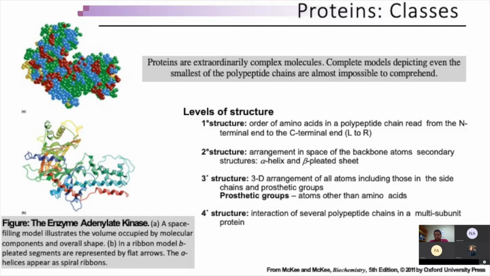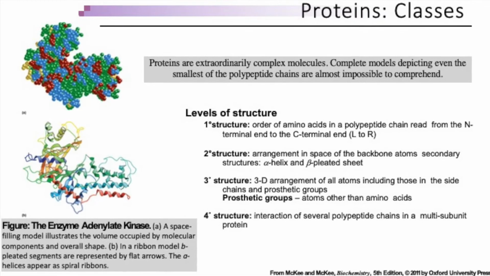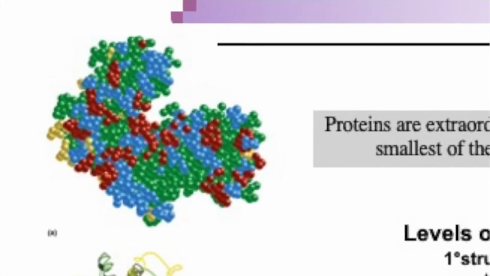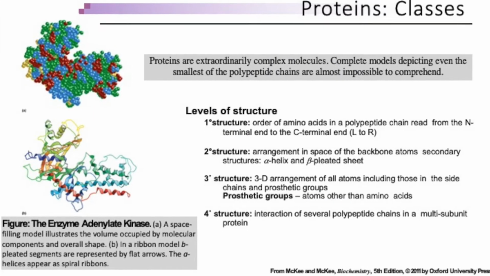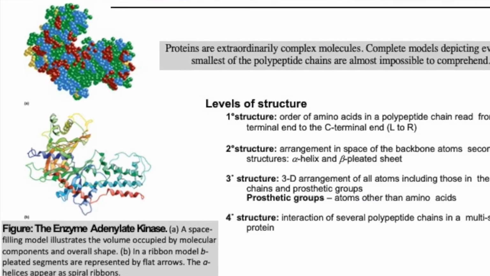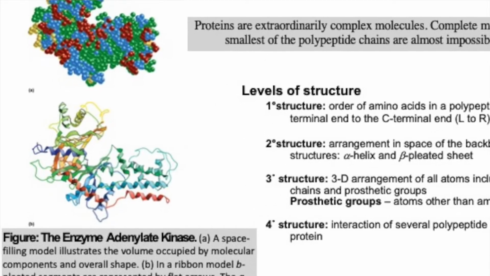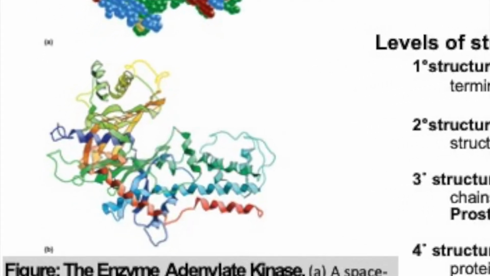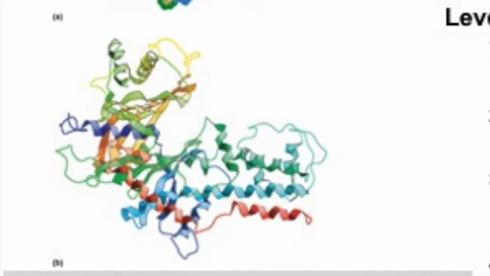Nonetheless, any protein can go through certain levels of structural organization as enlisted here, and these protein models could be shown in one of these two models, as shown by A and B. A is a space filling model illustrating the volume occupied by a molecular component, and it is a ball and stick model, whereas B is a ribbon model where secondary structures like beta pleated sheets and alpha helices could be shown, and this gives sufficient information to understand a protein.